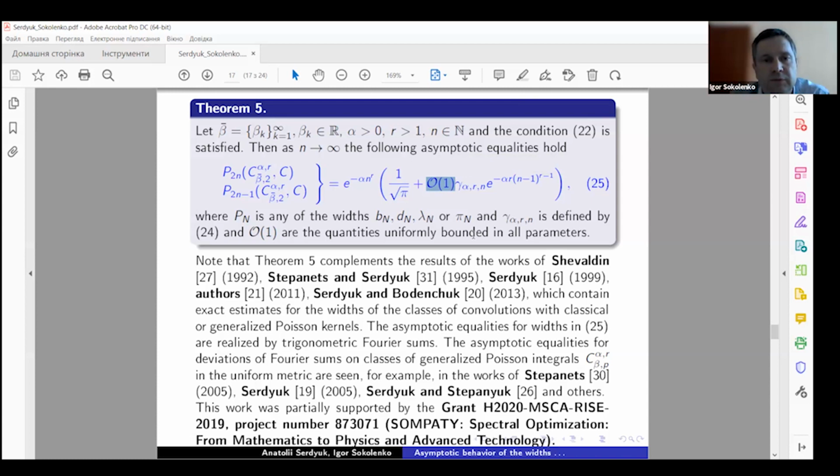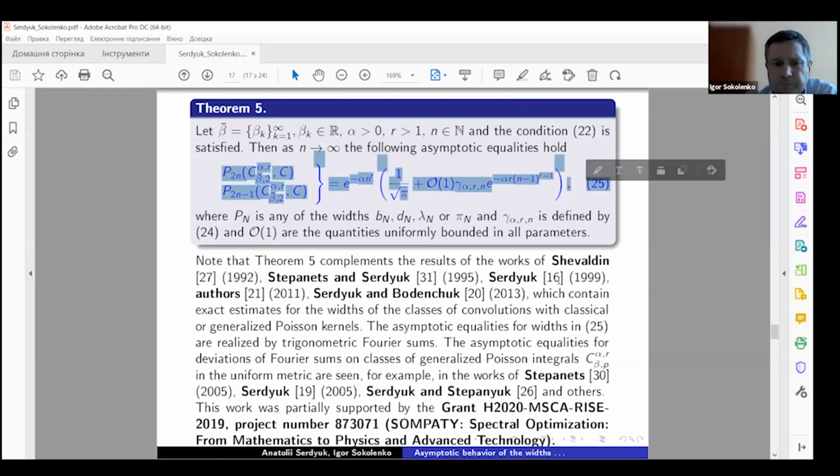Note that theorem 5 complements the results of the works of Sheloudin, Stepanets and Serdyuk, Serdyuk and Bodenchuk, which contain exact estimates for the widths of classes of convolutions with classical or generalized Poisson kernels. The asymptotic equalities 25 are realized by trigonometric Fourier sums.